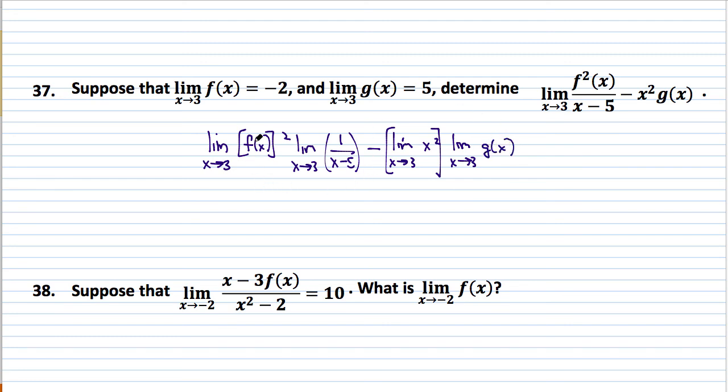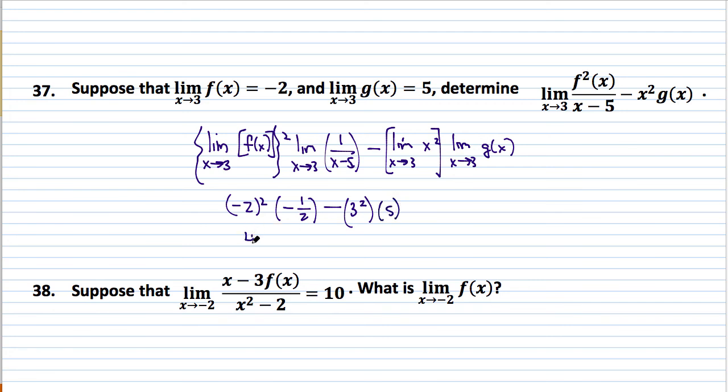So going through all of this, I know that this is squared, so this limit is going to be -2, and then I'm going to square it. For this limit, I can just plug in a 3, so that's 1 over 3 minus 5, or -1/2, minus this limit, where I can just plug in 3 again, so that's 3 squared, or 9, minus this limit, which was given to be 5.